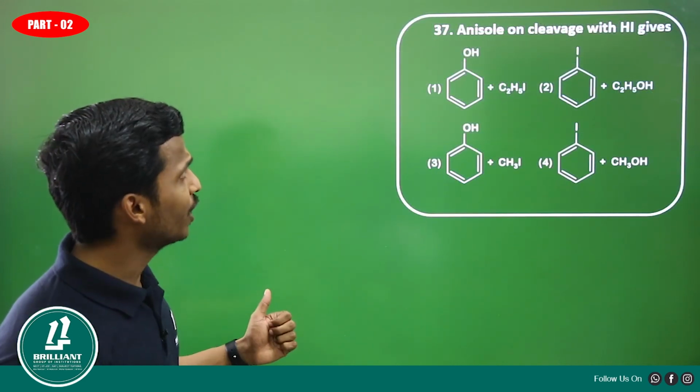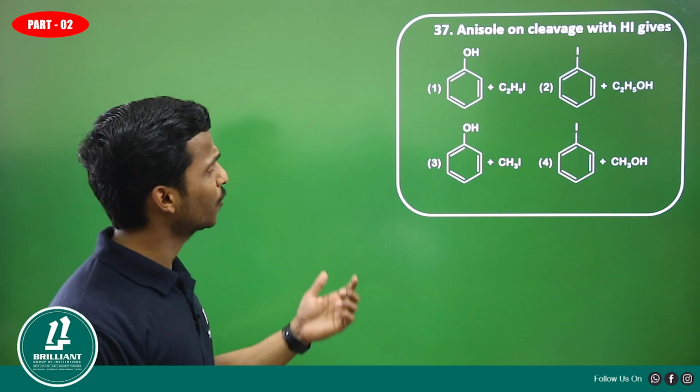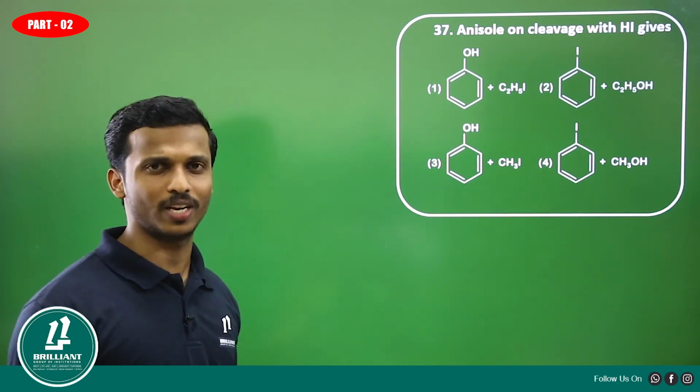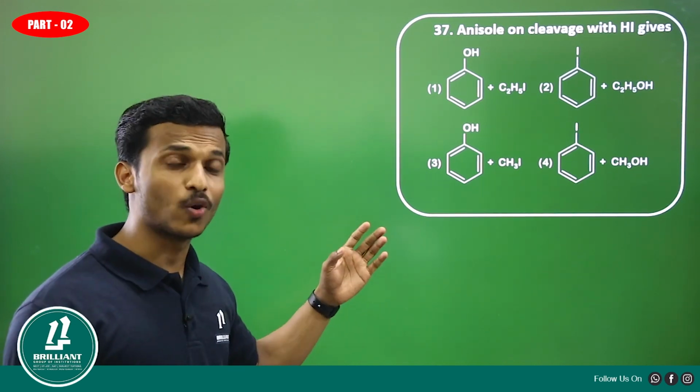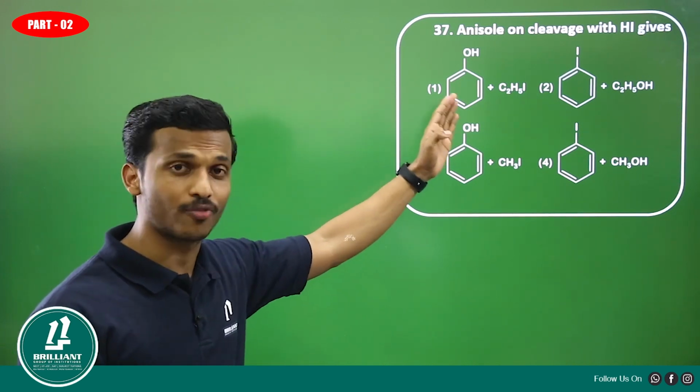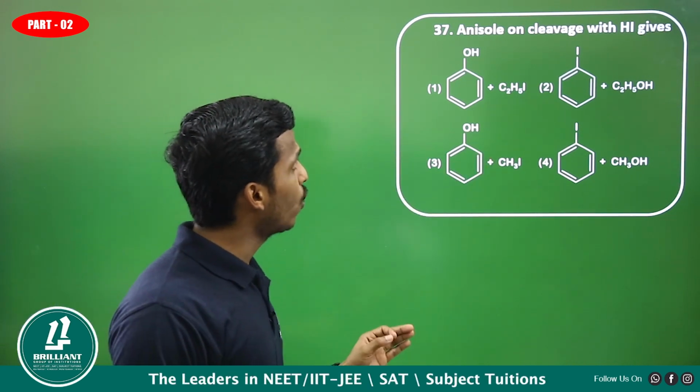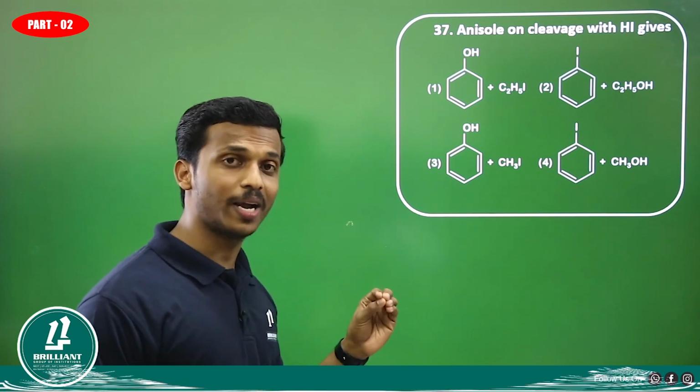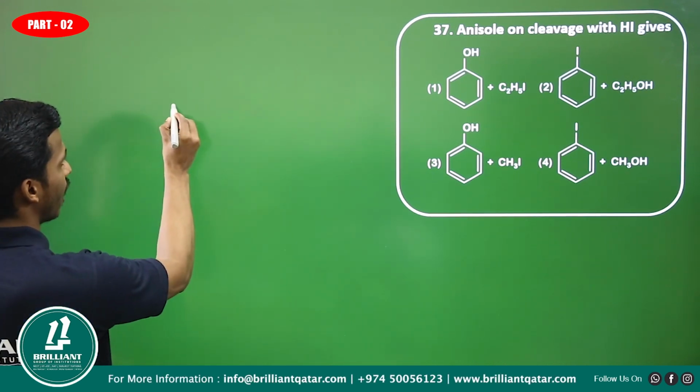Now, question number 37. A lot of times we discuss the same type of question. That is from your chapter alcohols, phenols and ethers. The part from ethers. Anisole on cleavage with hydrogen iodide. Student, what is meant by anisole?